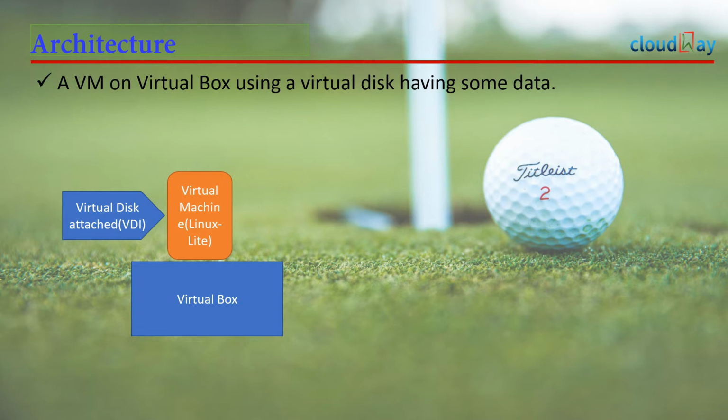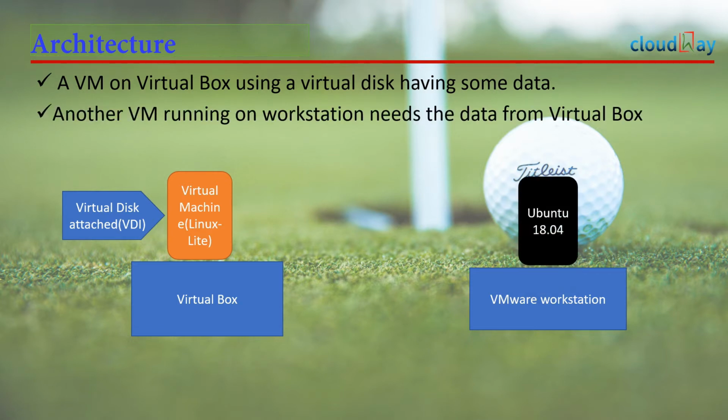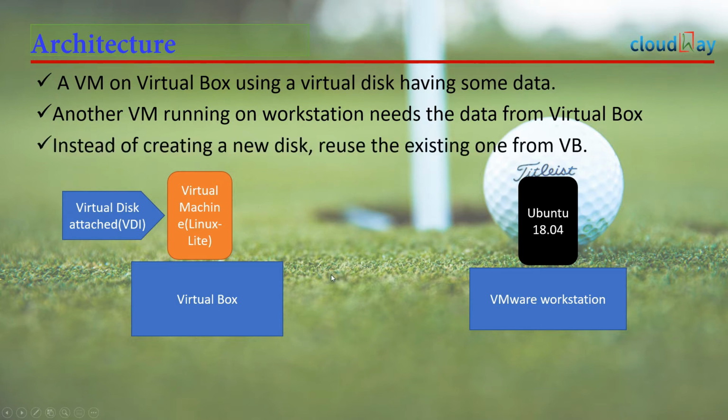So right now we have a virtual machine running on VirtualBox. What I'm going to do is, I have a hypervisor from VMware. Another VM will be running on Workstation that needs some data from VirtualBox. So right now we already have a virtual disk attached here, which I'll be reusing. Instead of creating a new disk in my VMware Workstation, I'll be reusing the existing one. So an exact copy will be attached here. Let's see how we can do that.